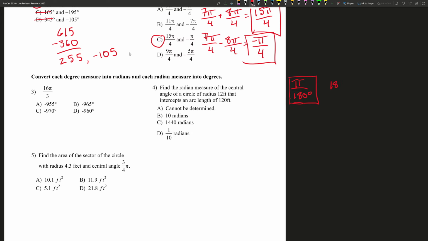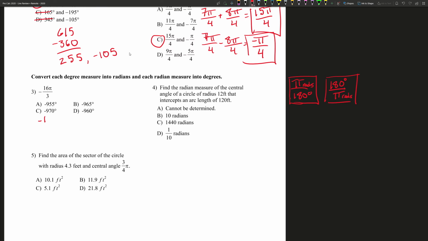Same thing with 180 over pi. This is the same thing as 1. I know it doesn't look like that, but they're different units. So this is pi rads, that's technically the unit that goes with that. So pi radians over 180 degrees is equal to 1. Same thing for 180 over pi.